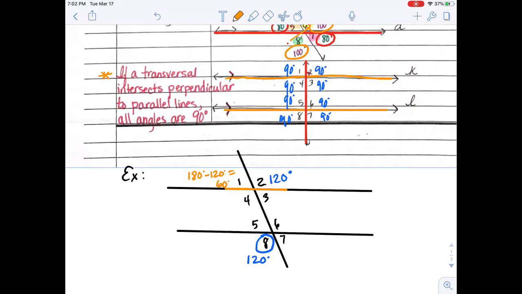Now, let's see, what do you know? You can use vertical angles. Angle 1 and angle 3 are vertical, so it's 60 degrees. You also know angle 3 and angle 5 aren't vertical, but they are alternate interior angles. So that has to be 60 degrees. 5 and 7 are vertical angles, so you know that has to be 60 degrees.